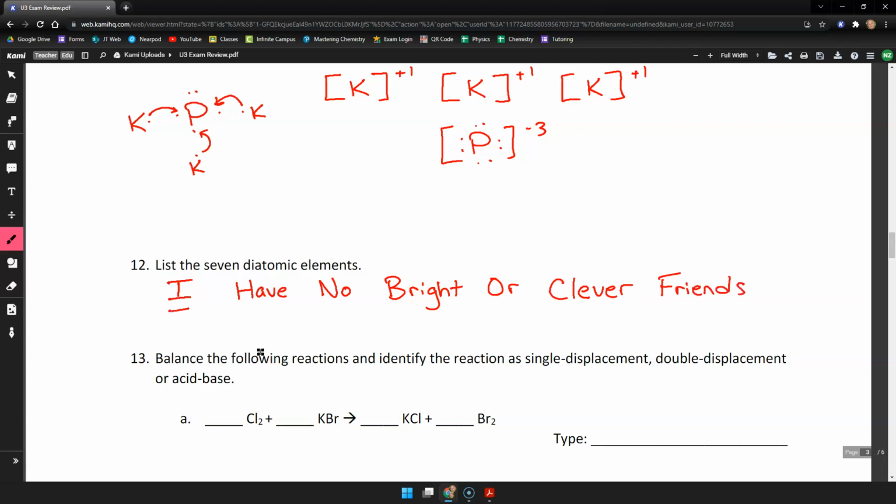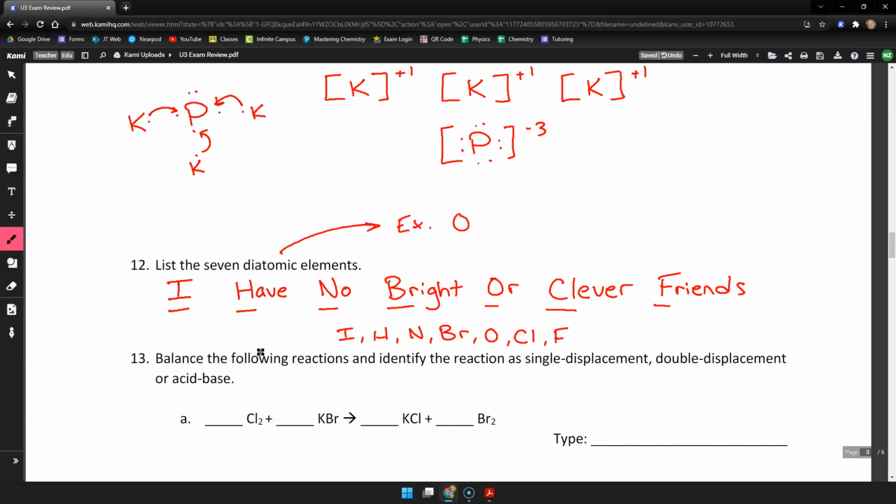So iodine, hydrogen, nitrogen, bromine, oxygen, chlorine, fluorine. Diatomic elements are elements that can't be by themselves. So they're either going to be paired up with something or there's going to be 2 of them. So like oxygen, for example.